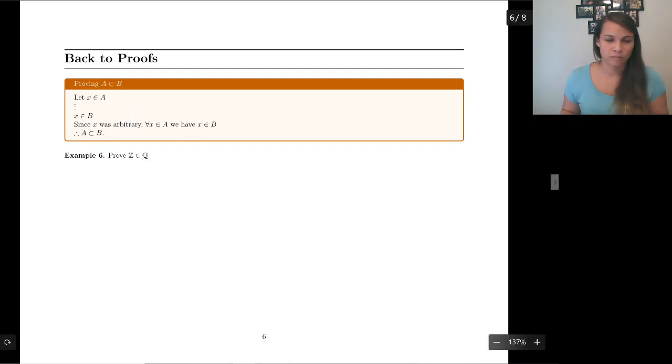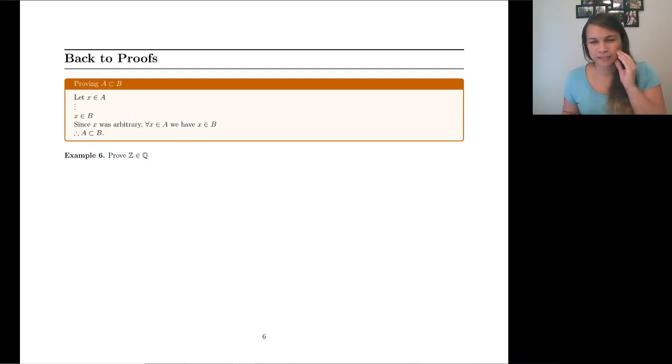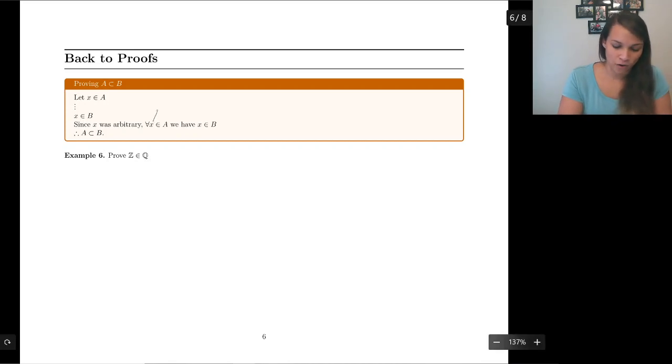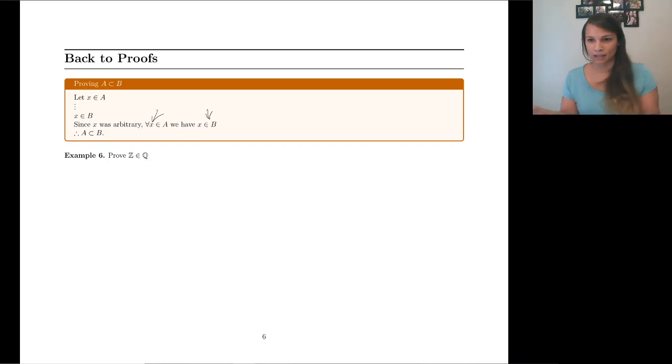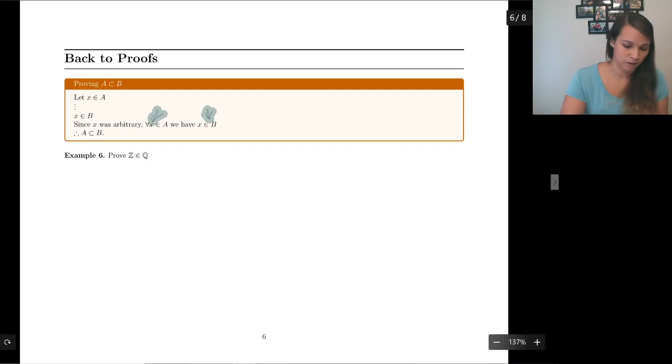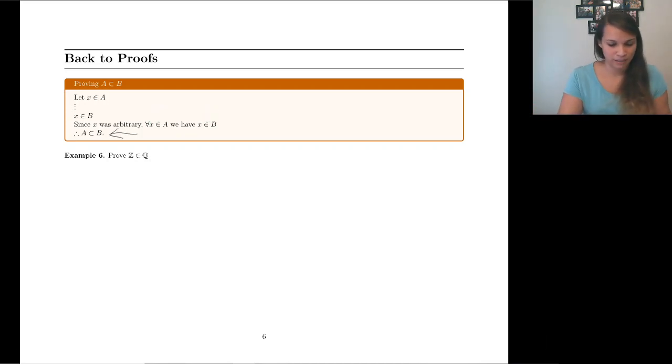So there we go, back to that universal generalization, I think it's called. We have that for all x in A, it is also in B, which means every element in A is going to be an element of B. Therefore, we say that A is going to be a subset of B.